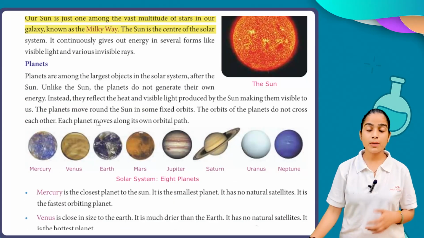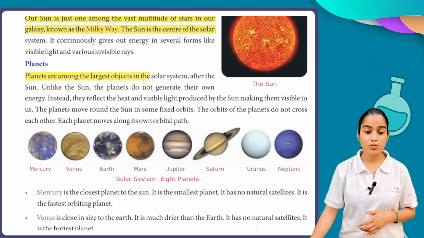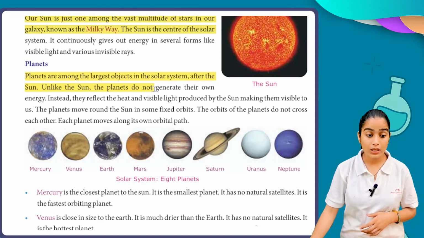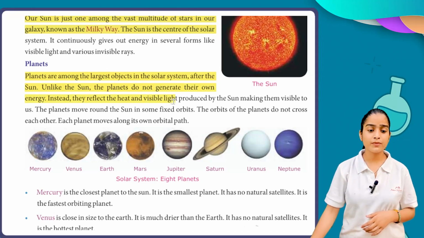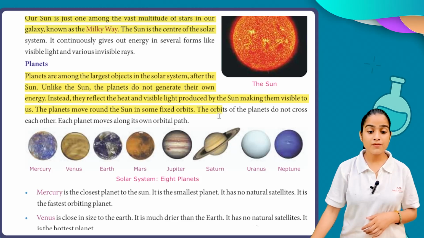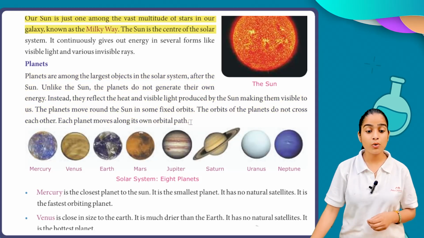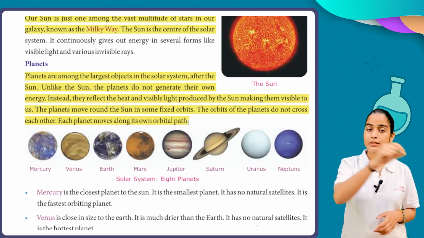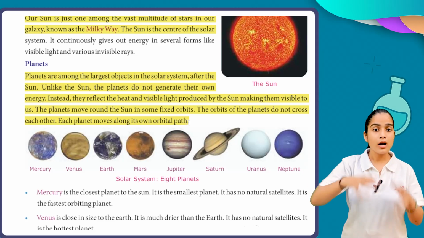Now we are going to learn about the planets, the 8 planets we have. Planets are among the largest objects in the solar system after the sun. Unlike the sun, the planets do not generate their own light or energy. Instead they reflect the heat and visible light produced by the sun, making them visible to us. The planets move around the sun in fixed orbits, and the orbits of the planets do not cross each other. Each planet moves along its own orbital path. So what we understand here is that the sun is the main hero and the other planets are moving around the sun.